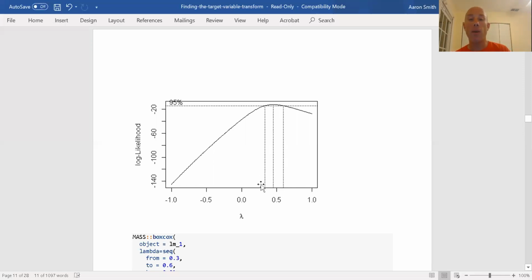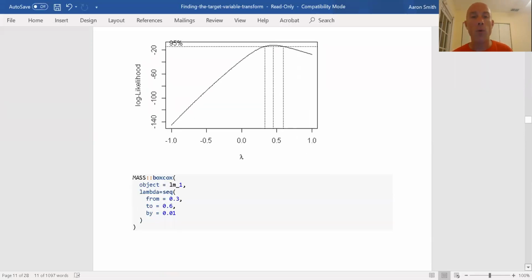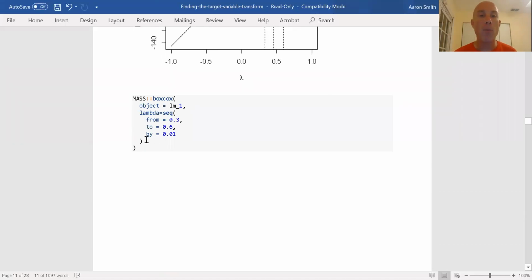All right, well, here, these values aren't very zoomed in. It's hard for me to tell. I know it's around 0.5, but I want something a little bit more precise. So now let's go ahead and zoom in. What I'm going to do is the same thing, but now I'm going to limit lambda to values that are zoomed in.